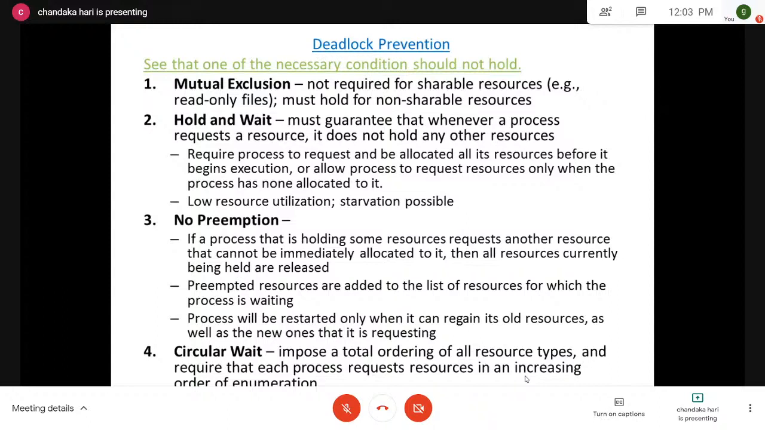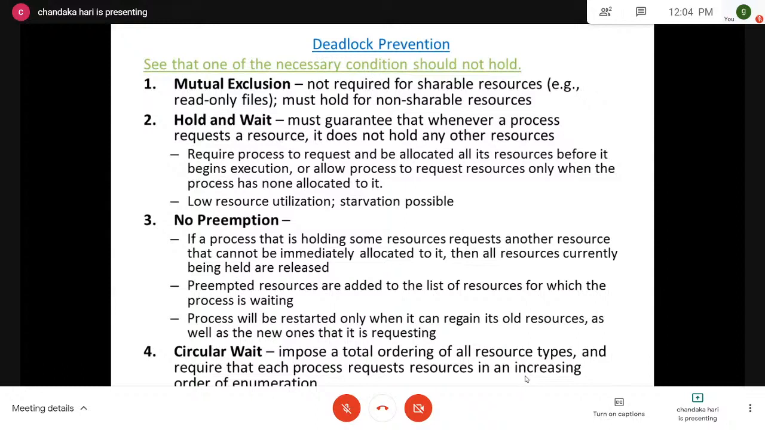Okay, that's why one scientist has been told that. The solution is that before requesting any particular resource, first of all, you should have none. You should release all the resources whatever you have already acquired. But what happens is that resource utilization becomes very low and starvation is also possible.